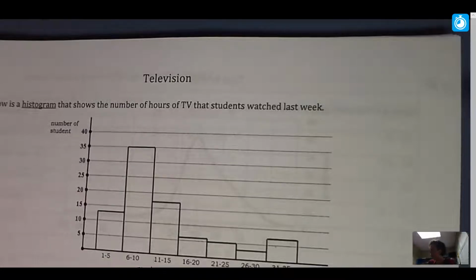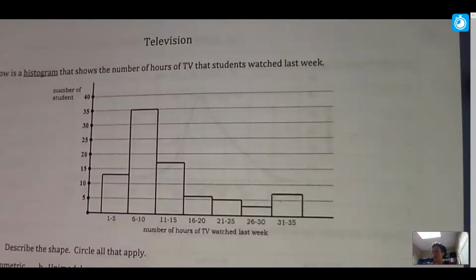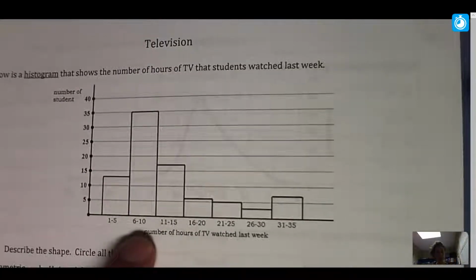Hello everyone. So we are now in our big packet, page 29. We're just going through and practicing a few more of reading these graphs together. So again, sometimes we want to focus on describing the graph, so the shape, the center, and the spread. And sometimes we just want to look at the graph and answer questions about that particular graph, that particular shape. So in this case, again, it's a histogram.